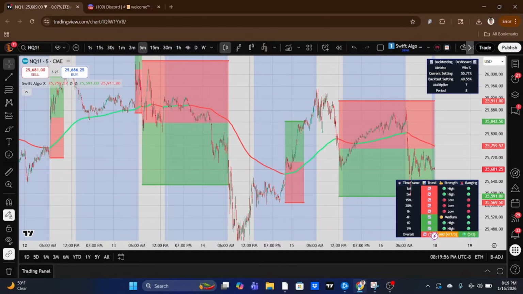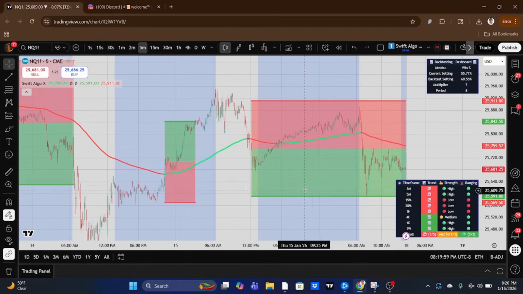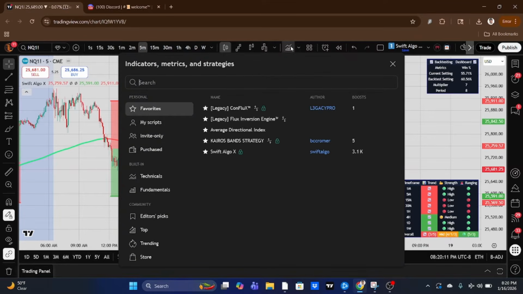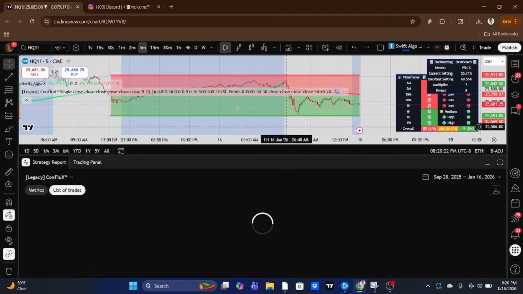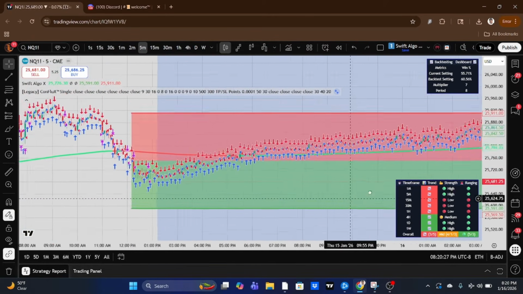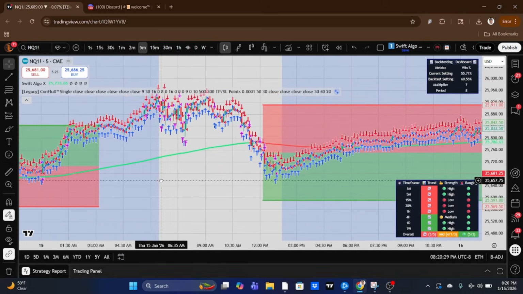So, all right. In this part 2 of the video, I'll be going over my indicator called the ConFlux. Okay, it's going to be in your invite-only scripts. I added this to my favorites, but it's called the ConFlux. So we're going to add that to your screen. It looks something like this.